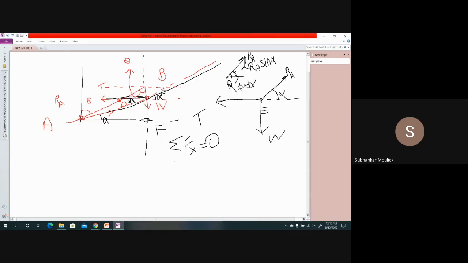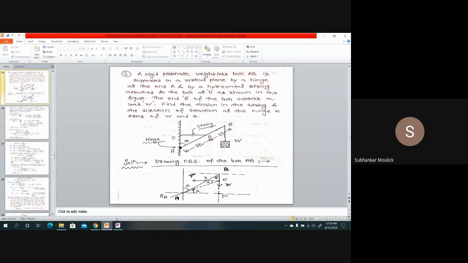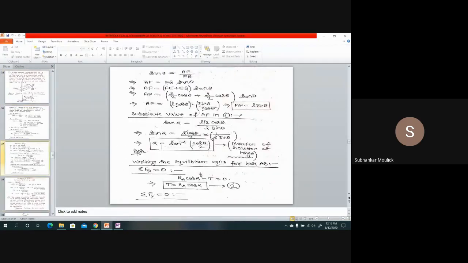Now you want to write Fx equal to 0. Fx equal to 0 will be plus RA cos alpha minus tension T equal to 0. RA cos alpha is acting along this direction, minus tension T equal to 0. This is one equation. That equation is nothing but this equation. So RA cos alpha is equal to T.